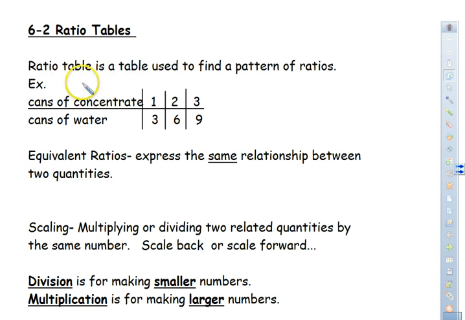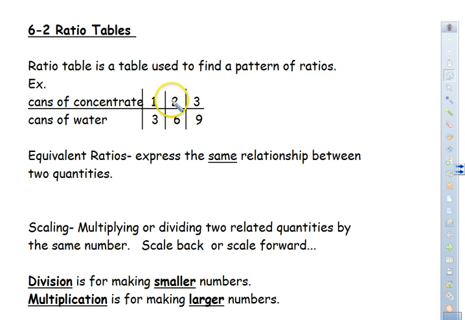Well, ratio tables, as we talked about with ratios in the previous lesson, is dealing with comparing two different situations. And that's the same thing you're going to be doing here. A ratio table is simply a table used to find a pattern of ratios.